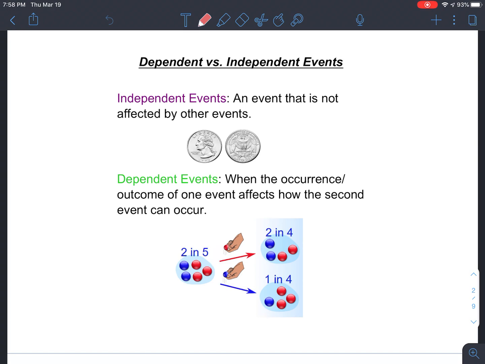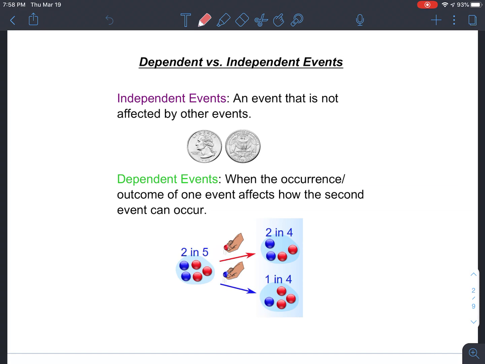Independent events being events that are not affected by other events. For instance, flipping a coin. If you flipped a coin 100 times, flipping heads on the first time does not affect whether or not you will get heads on the second time. It's the same chance every time. So those would be considered independent events.